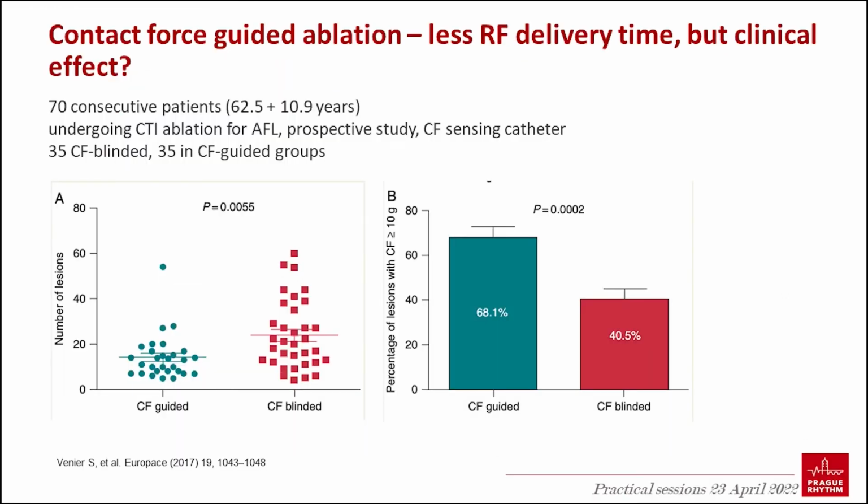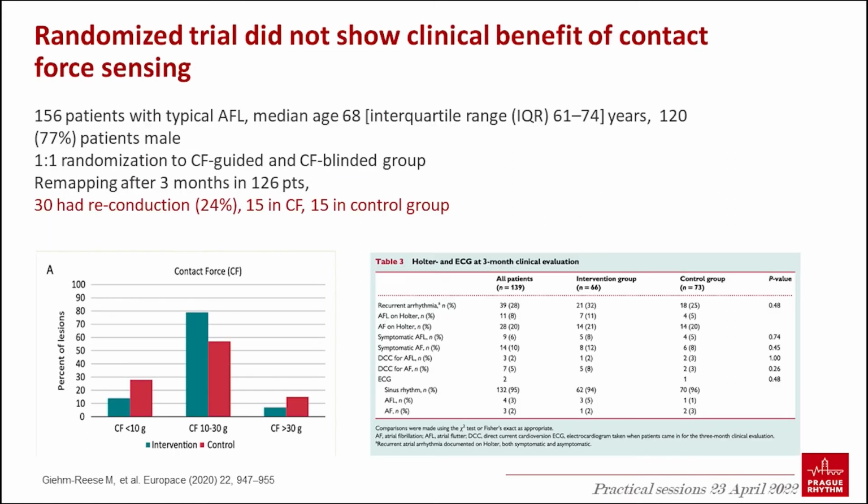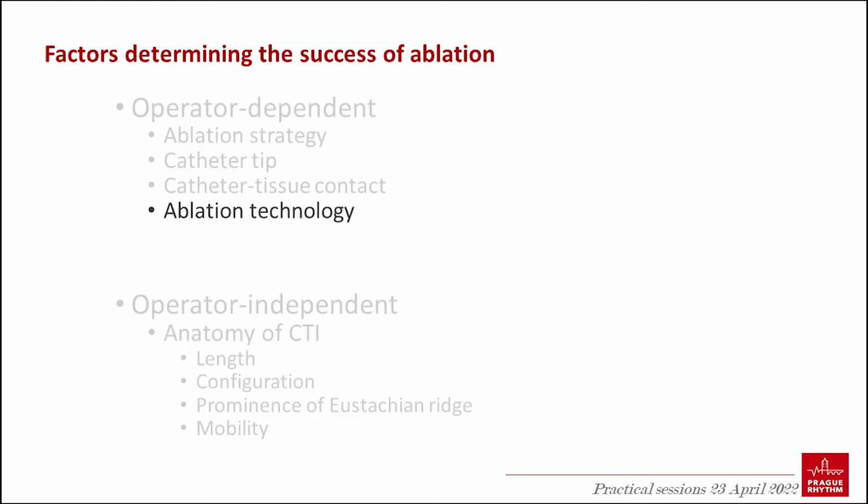Some studies used a contact force sensing catheter to document reduction of RF application, and, like you can see here, a high proportion of ablation with more than 10 grams contact force. However, clinical benefit was unknown. A subsequent randomized study didn't show any benefit of contact force sensing as compared with a conventional irrigated tip catheter.